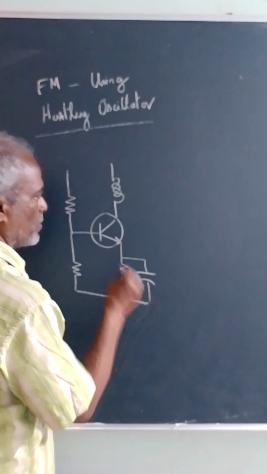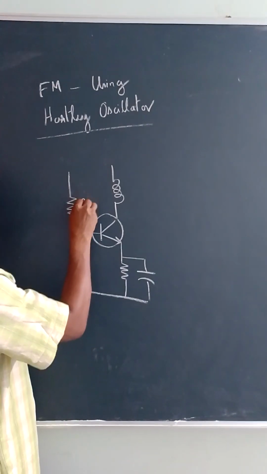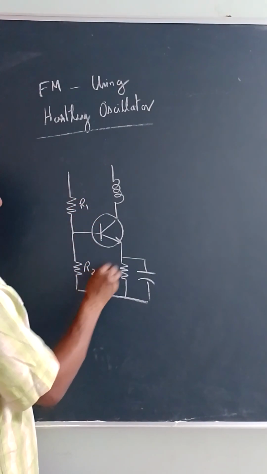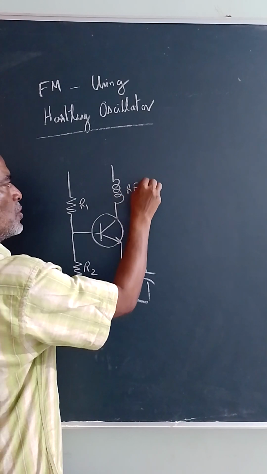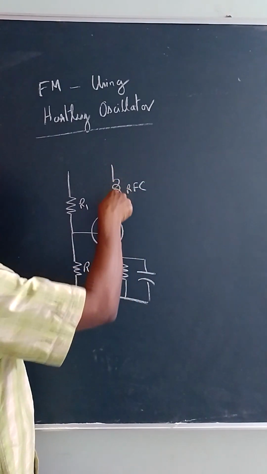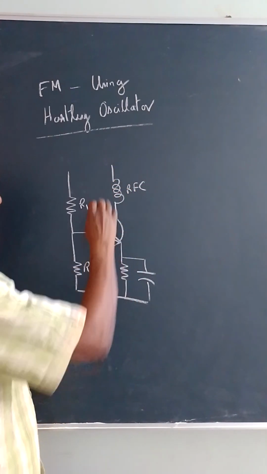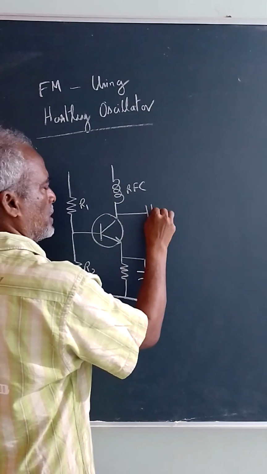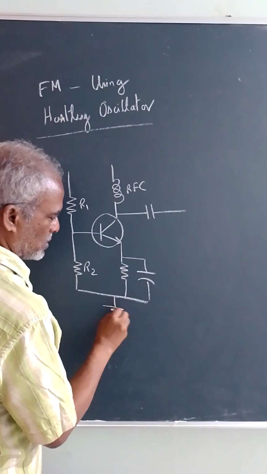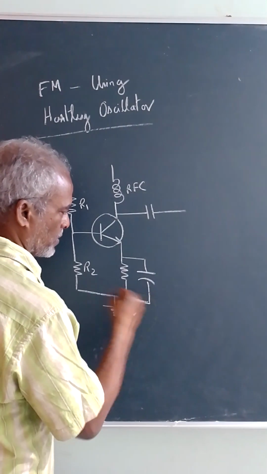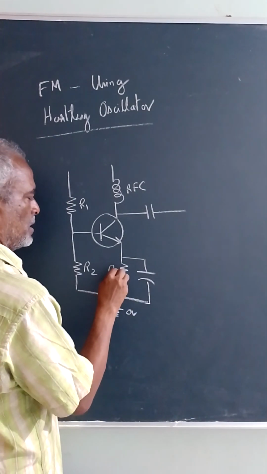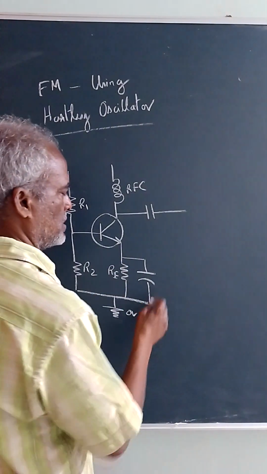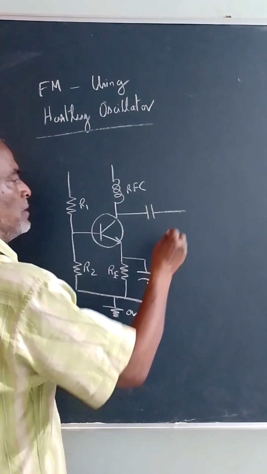So here I am employing voltage divider biasing. So this is R1, R2. This is radio frequency choke. That means for DC it's a short circuit and for AC it's an open circuit. So here we have a coupling capacitor and this is grounded. This is 0 volts. Okay, this is RE for emitter stabilization. This is bypass capacitor.